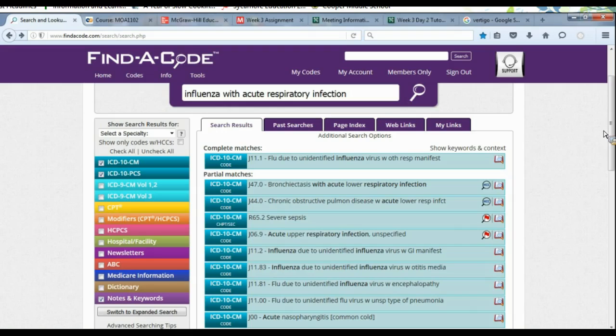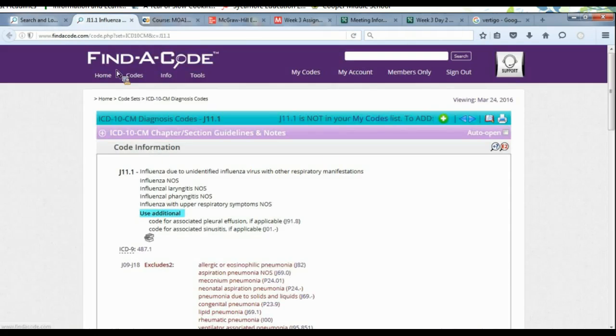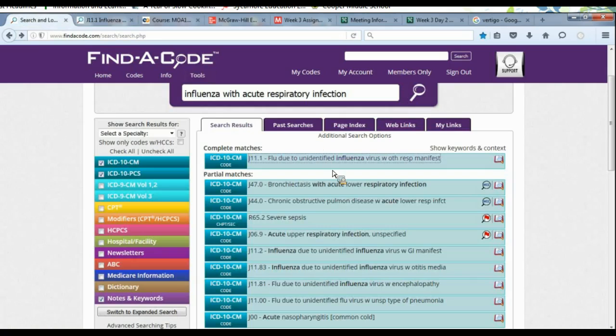Okay, influenza with acute respiratory infection. Which one would you do? Remember, there's only one complete match and partial matches. Which one would you select for influenza with acute respiratory infection? That's correct, J11.1. And again, it didn't specify bronchiectasis or chronic obstructive pulmonary disease, severe sepsis, no. So again, J11.1 is our correct code.